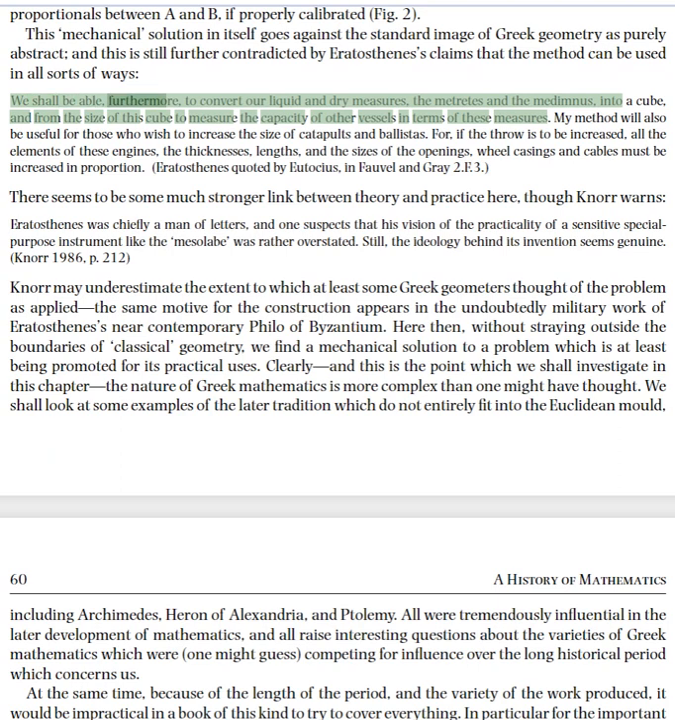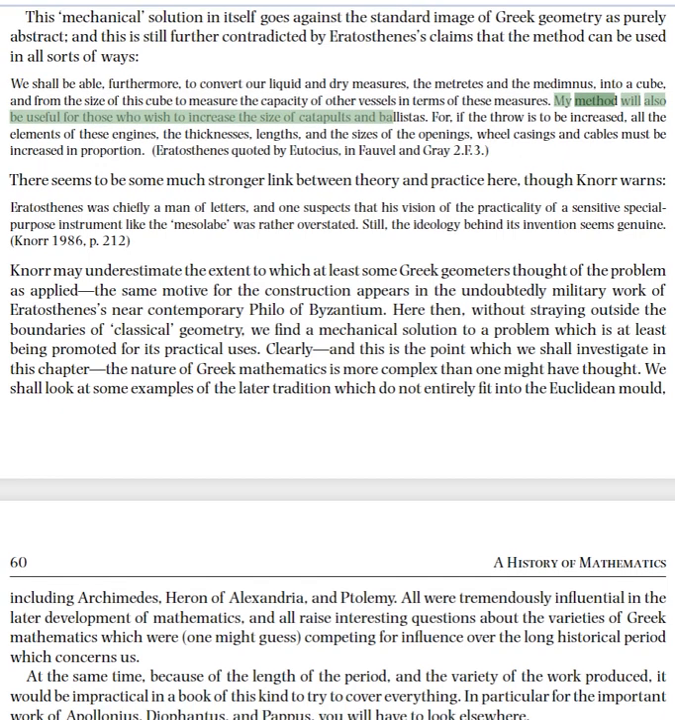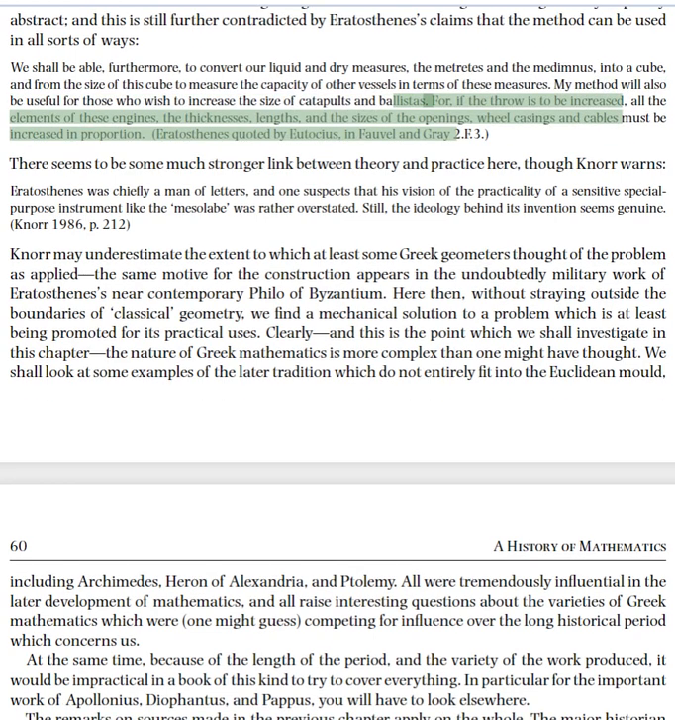We shall be able, furthermore, to convert our liquid and dry measures, the metretes and the medimnus, into a cube, and from the size of this cube to measure the capacity of other vessels in terms of these measures. My method will also be useful for those who wish to increase the size of catapults and ballistas. For, if the throw is to be increased, all the elements of these engines, the thicknesses, lengths, and the sizes of the openings, wheel casings and cables must be increased in proportion.